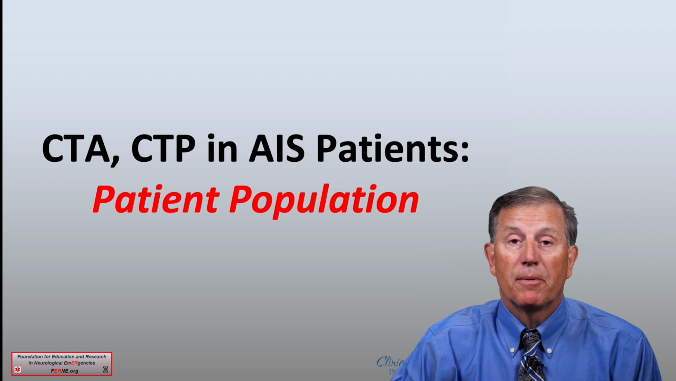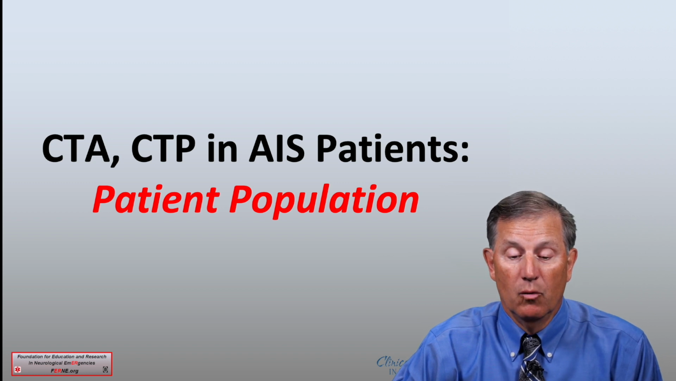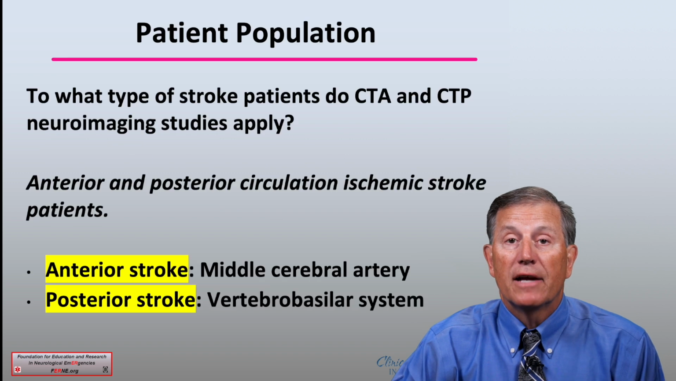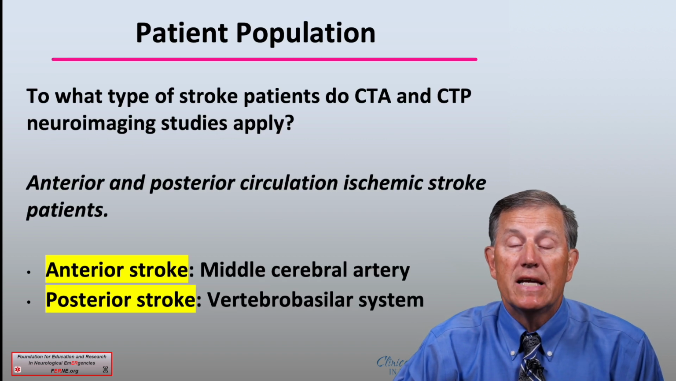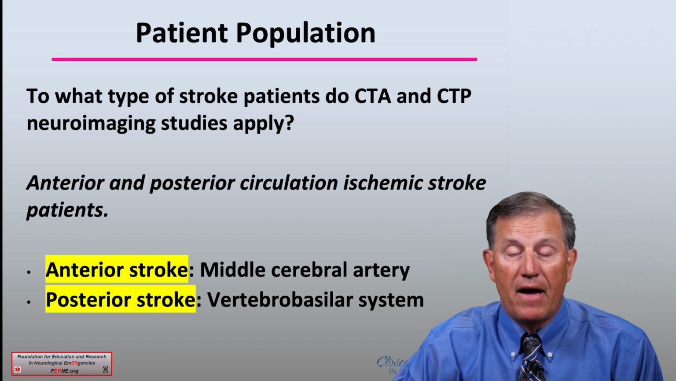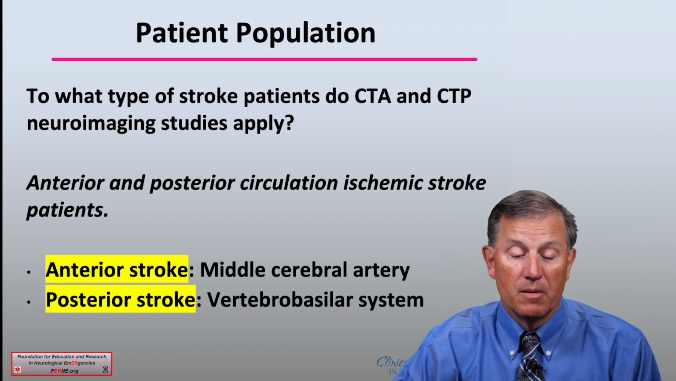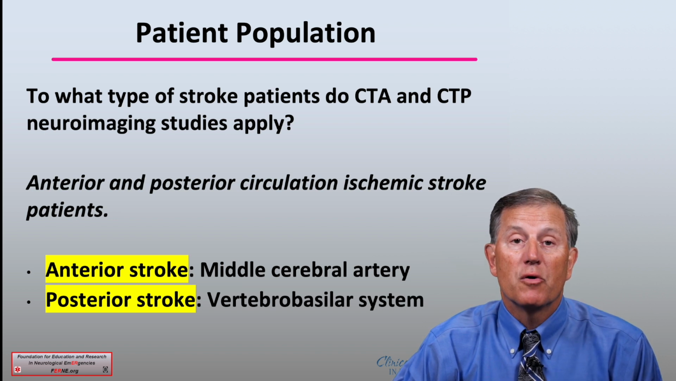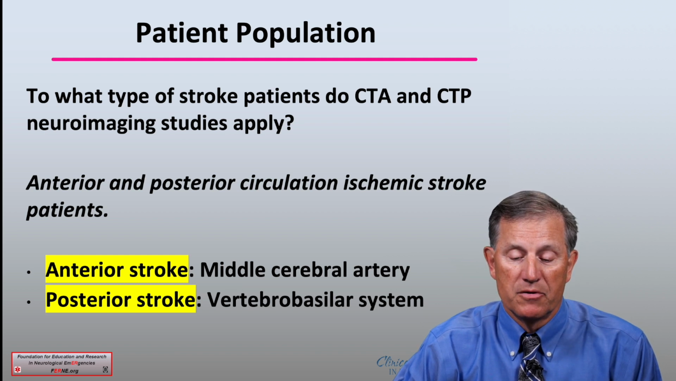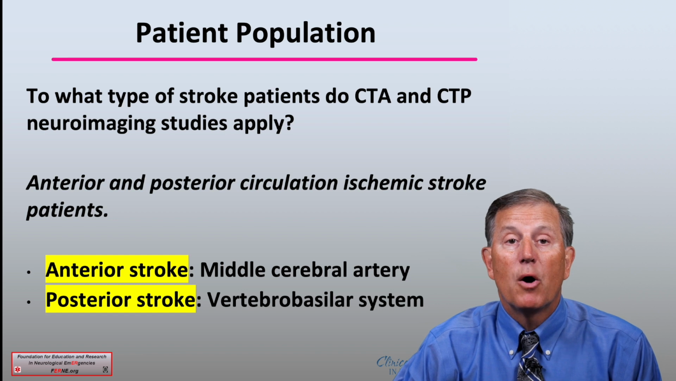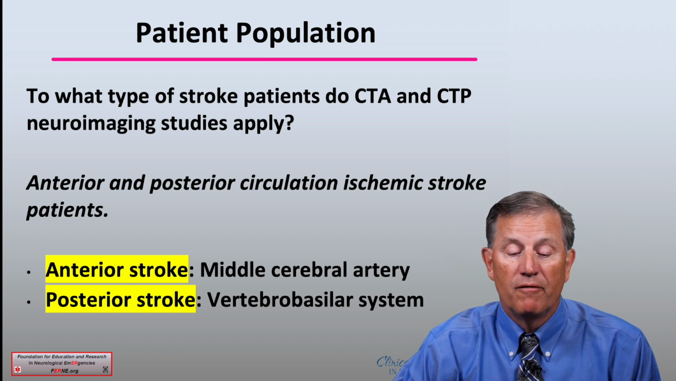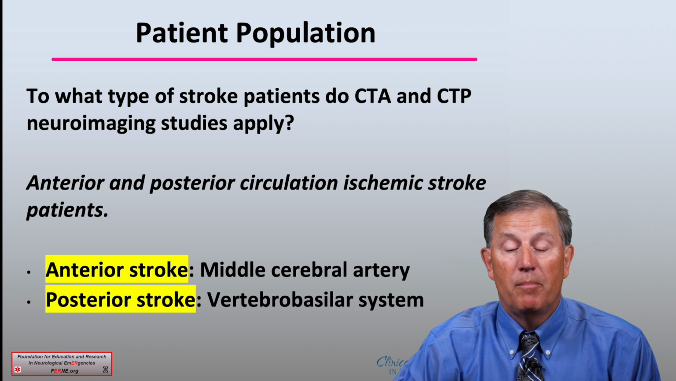Who is the patient population with whom we will be working in the emergency department? First, you'd like to know what types of stroke patients will need these types of testing. And in fact, it is patients with both anterior and posterior circulation ischemic stroke symptoms. Those with anterior stroke symptoms most commonly involve some abnormality or clot in the middle cerebral artery, and those with posterior stroke symptoms will involve some problem with the vertebral basilar system.